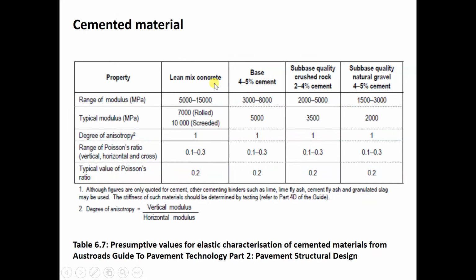Even the lean grade concrete, this one is probably for the rigid pavement. So you can choose the range of the modulus from different types of material, either for the best or for the sub best. And for the Poisson's ratio, there is also a range you can choose.